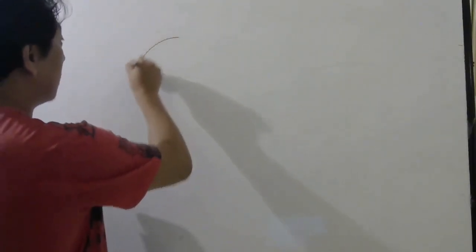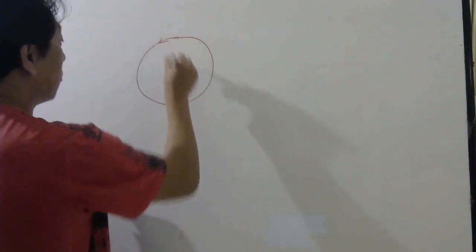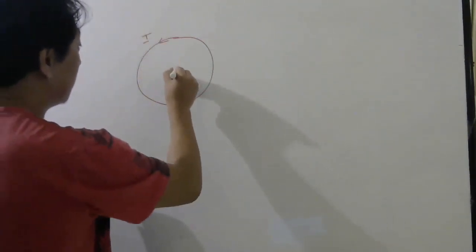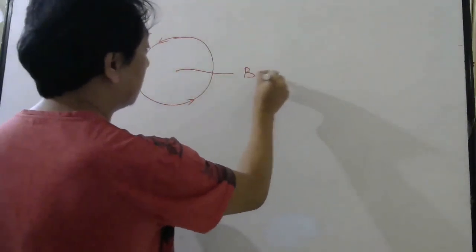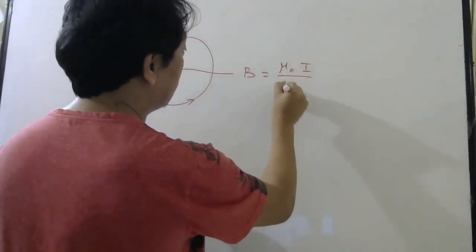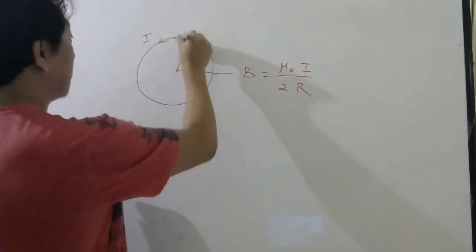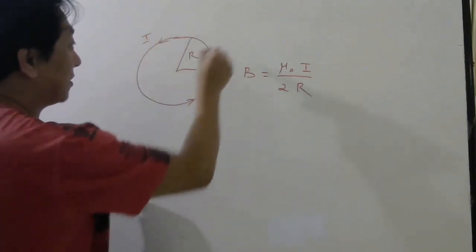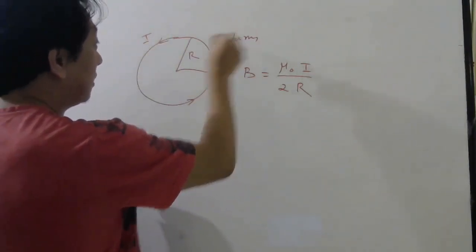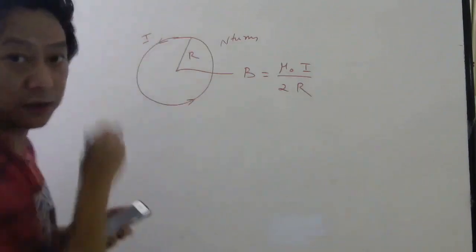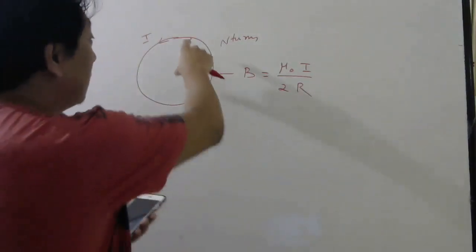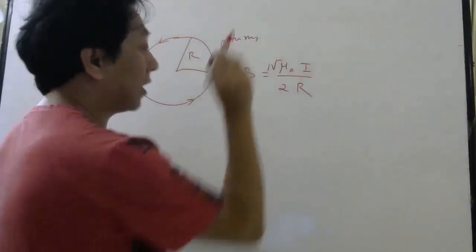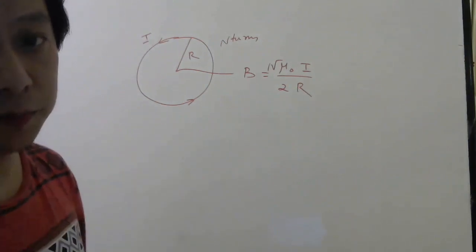If I give you a circular current carrying wire, then at the center the magnetic field is given by mu naught I by 2r, where r is the radius. And if there are n turns, very closely wound so that every turn can be taken to have the same radius, then you just multiply by n. This is one important formula.